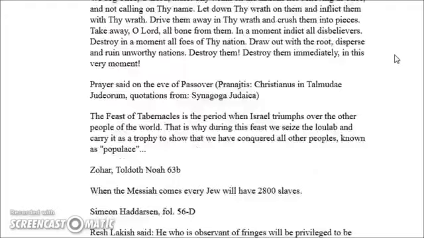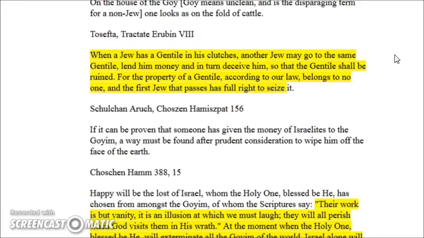And this one, when a Jew has a Gentile in his clutches, another Jew may go to the same Gentile, lend him money, and in turn deceive him, so that the Gentile shall be ruined. For the property of a Gentile, according to our law, belongs to no one, and the first Jew that passes has full right to seize it.